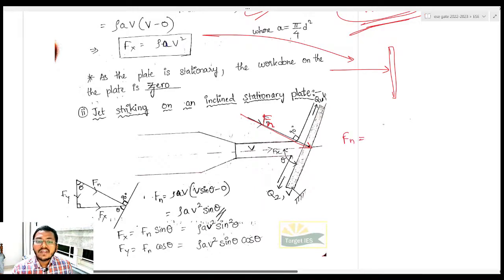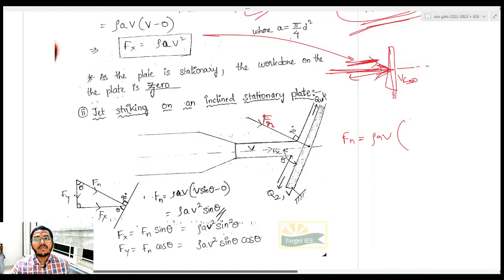Very simple. Your Fn will be rho Av, the mass of water which is going and striking my plate, into your initial velocity minus final velocity. See, anytime if some water jet is going perpendicular to it, obviously what will its final velocity be? It cannot go like this, or it doesn't get repelled because water is coming in this direction only, right? So what is happening? The final velocity will be 0 in this case. Okay, my Vf will always be 0 when the water is striking normal to my stationary plate. In this case also it will be 0.